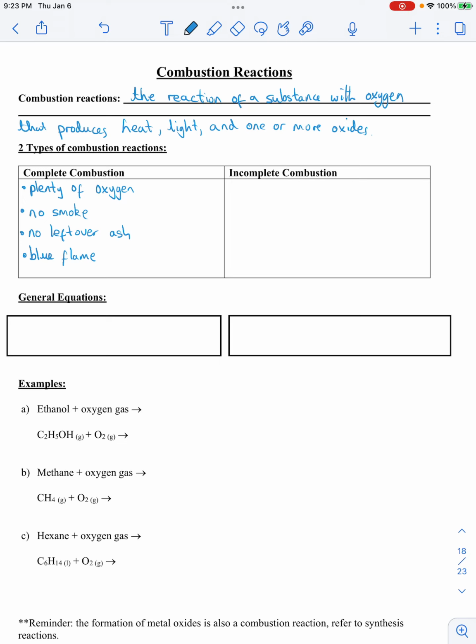However, most of the fires we see and stuff burning is not complete combustion. It's in fact incomplete combustion. And this means other products have been formed. The reactant isn't used up efficiently or completely. This happens when there's limited oxygen, and it's quite a bit more inefficient. So oxygen is limited, you get smoke and you get soot being produced. Think of black smoke being produced by a fire. That's incomplete combustion. You have leftover ash afterwards, and the flame is yellow or orange.